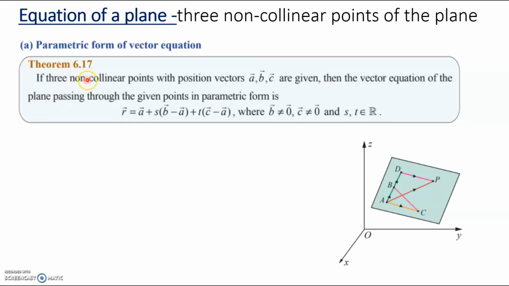According to the theorem given here, to find the parametric form of a vector equation with three non-collinear points of the plane, if three non-collinear points with position vectors a, b, c are given, then the vector equation of the plane passing through the given points in parametric form is given by this formula, where vector b is not equal to 0, vector c is not equal to 0, and s and t belong to real numbers.